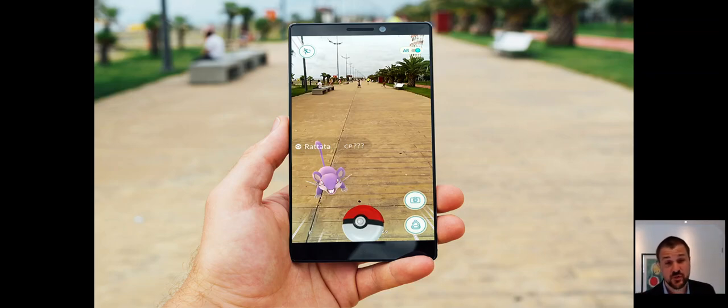But of course, it also led to a whole bunch of kids being more active and more outdoorsy and just being more out and about, because the only way you can win this game is that you actually have to move around a lot to find all these different Pokemons.